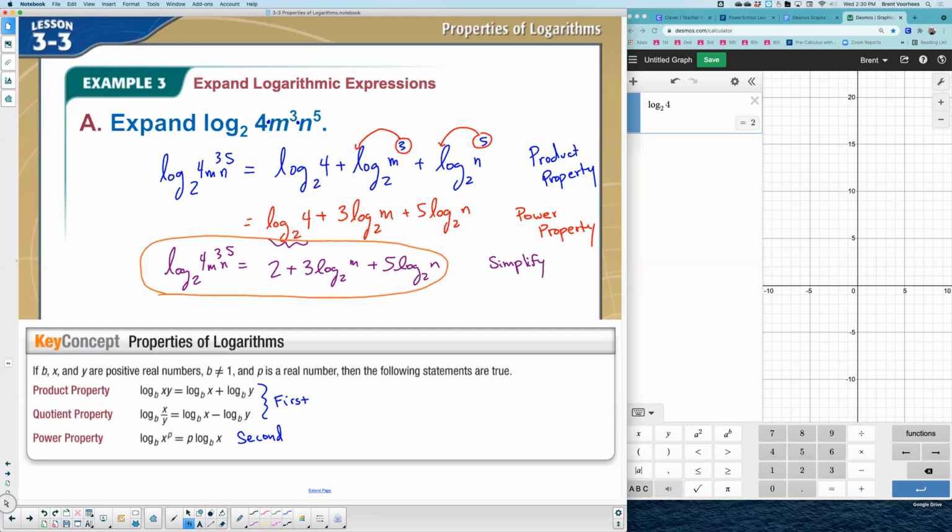So that would be our solution. All right, let's check this out again. Example 3b.